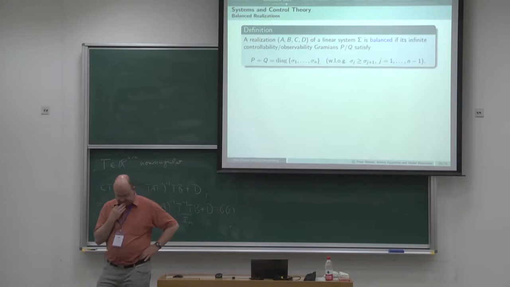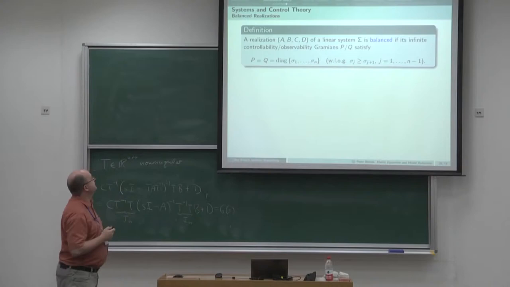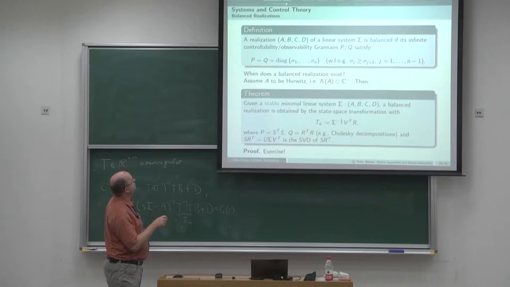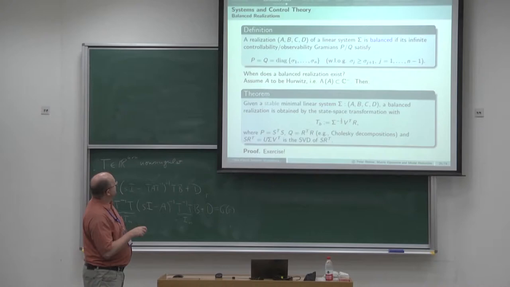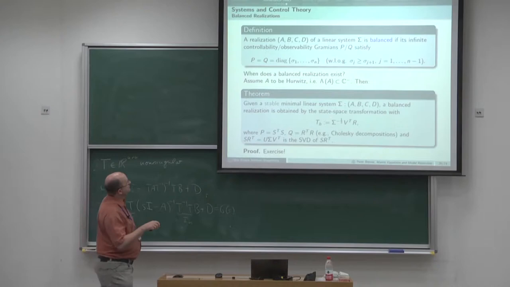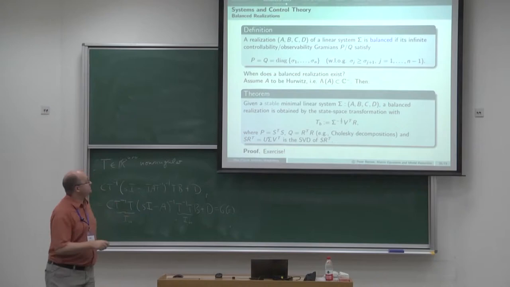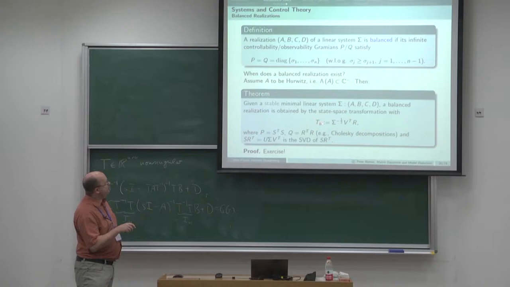Now the question is, does a balanced realization always exist? And no, it does not always exist. But there is the following theorem. If we now really assume A to be Hurwitz or stable, having all its eigenvalues in the left half plane, and if the system is minimal, so if you have already eliminated all redundancies and all pole-zero cancellations are gone, then you can define a state space transformation. I call it T_B, for balancing state space transformation. We'll get to how it's defined. After applying this as a state space transformation in the same way as here, the system is balanced.